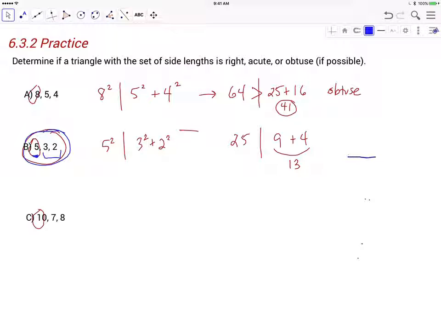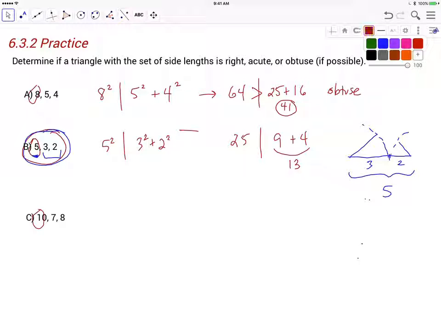So if you tried to build that triangle, let's say this is a length of 5, this is a length of 3, and this is a length of 2. Remember, you can't get a triangle out of that. And so it's an illegal triangle, even though it looks like it may have been obtuse. So be careful there.